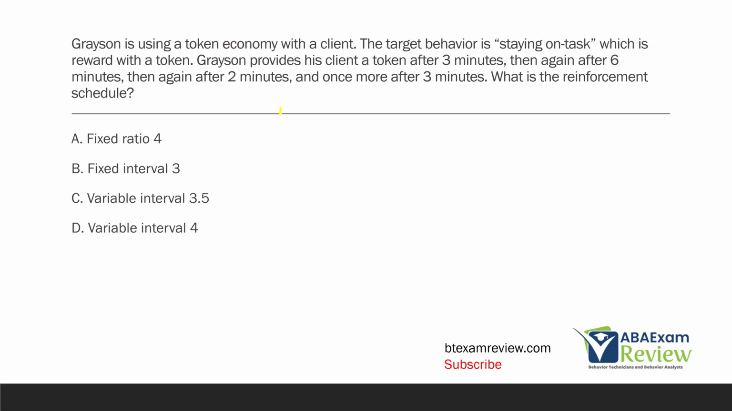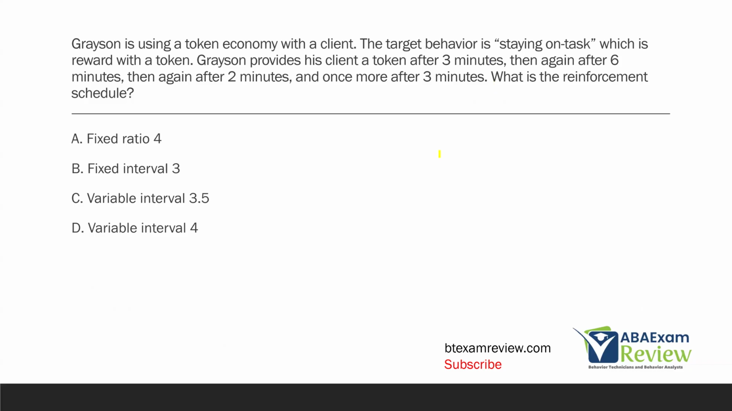Grayson is using a token economy with a client. Target behavior is staying on task, which is rewarded with a token. Grayson provides his client a token after 3 minutes, then again after 6 minutes, then again after 2 minutes, and once more after 3 minutes. What is the reinforcement schedule?